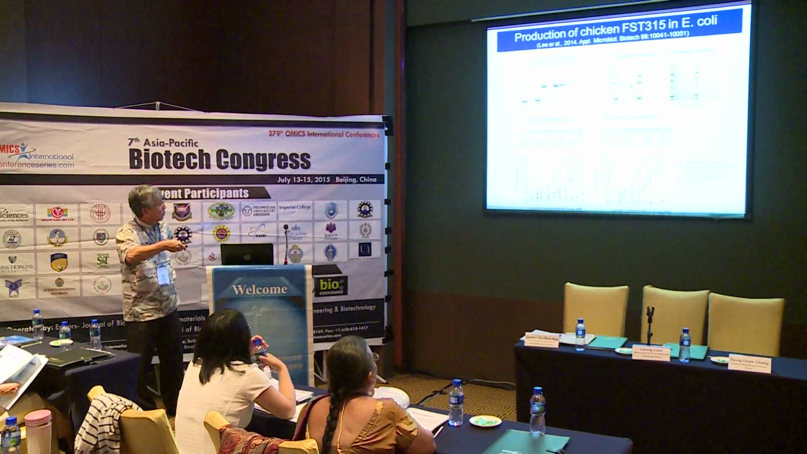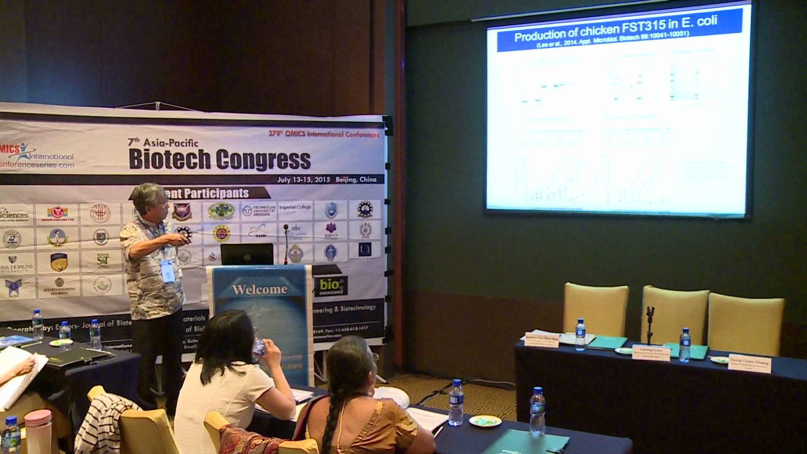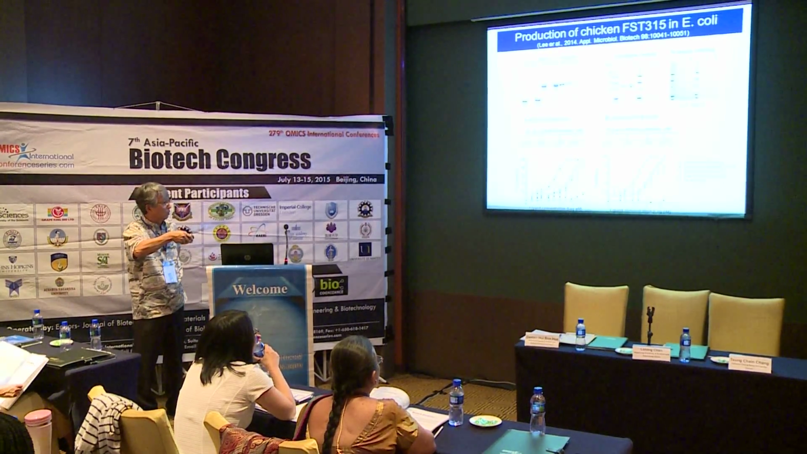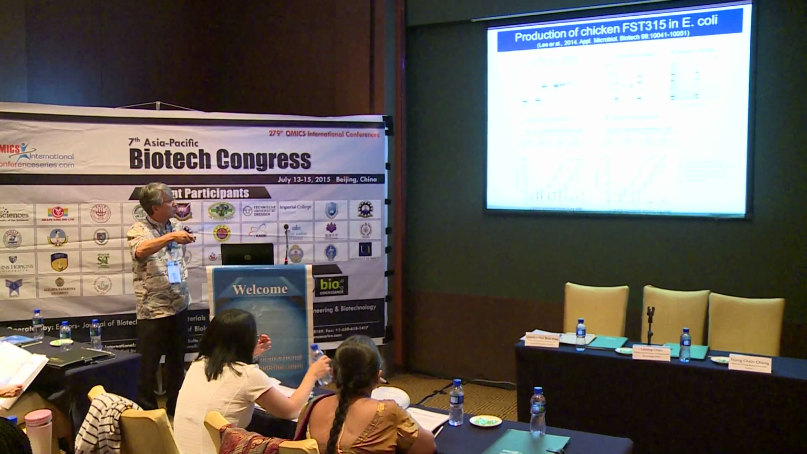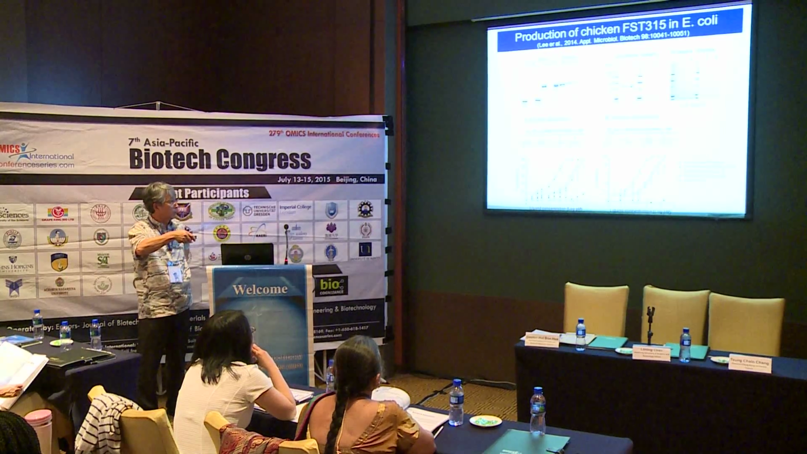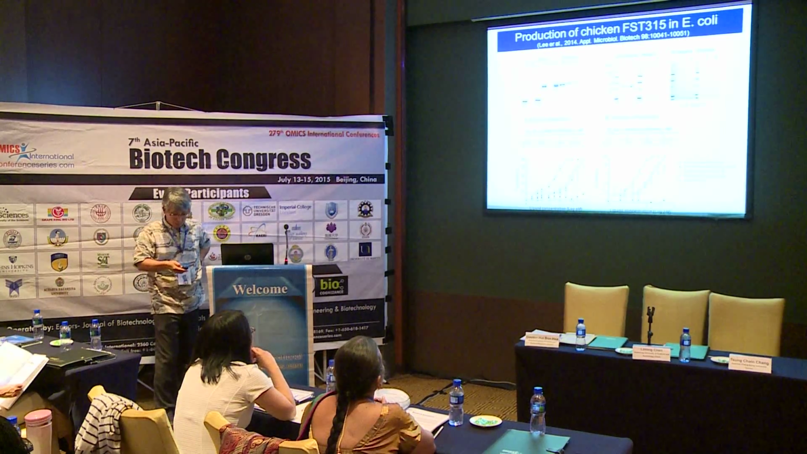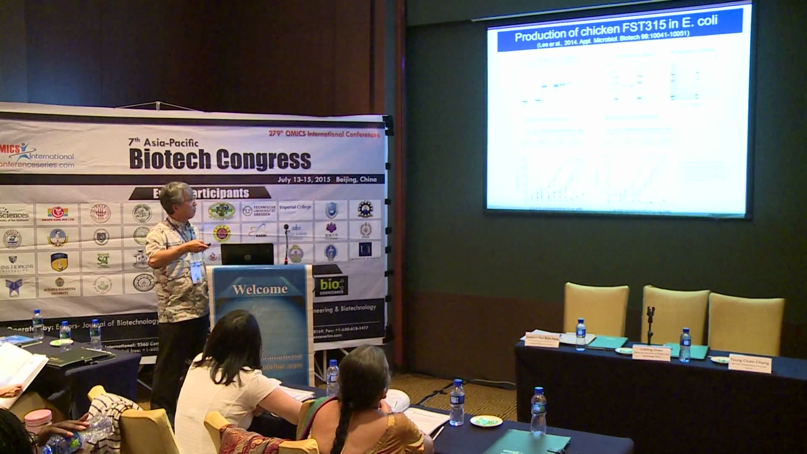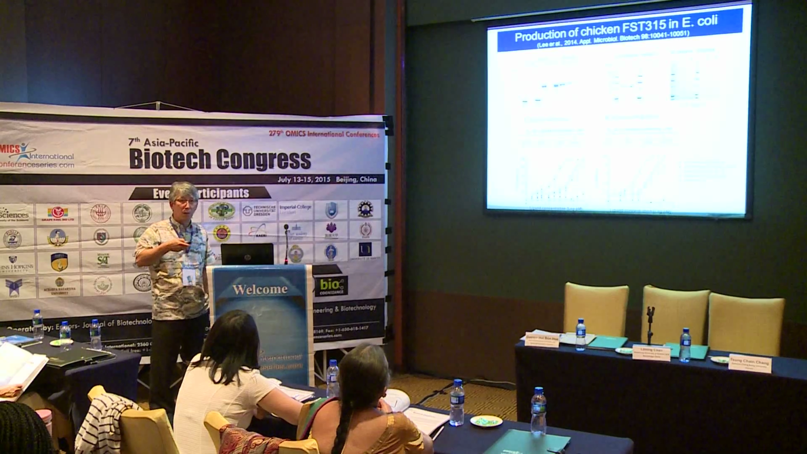The thing I'd like to point out is that the activity compared to the wild type is much lower. The potency is much lower. But for activin, the potency is also much lower. That's what we found. But at least the good thing is that for the first time we were able to produce follistatin in E. coli actually.